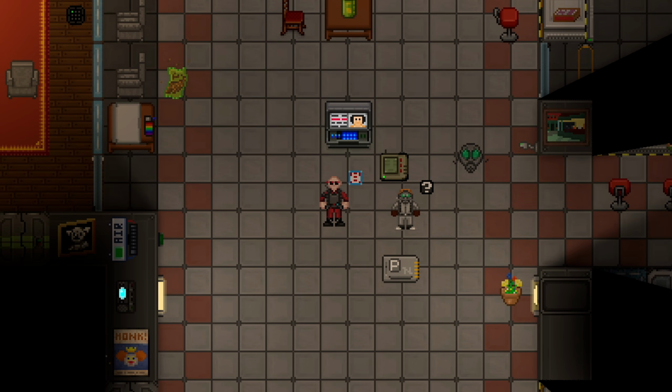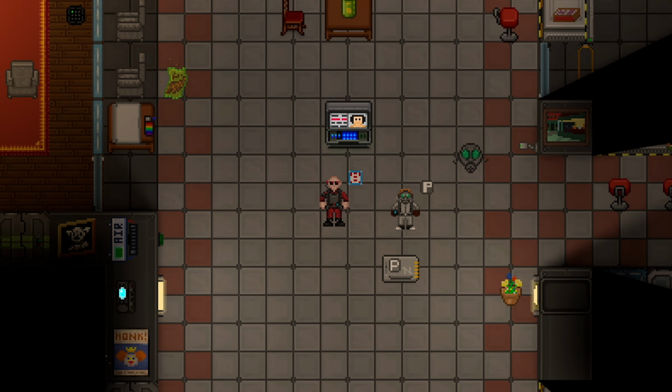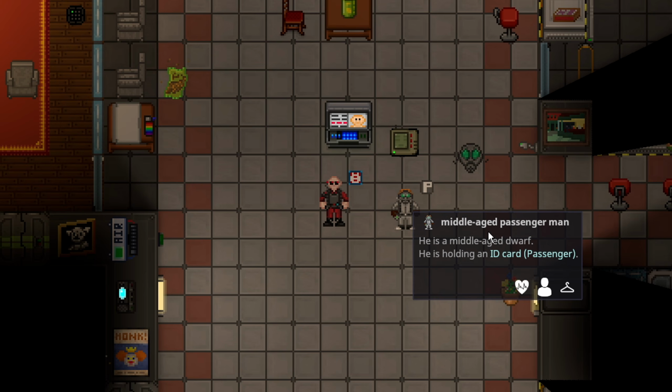However, if this person puts back on their job ID, even if they just hold it in their hands, they are now re-identified as Ruben, and this would change to the name of whatever ID they pick up. So if they pick up just a captain ID that has no name, it will say middle-aged captain man. So even though their identity is hidden to us, they are holding an identifier. So this is an unmarked agent ID. If I drop the PDA with them and pick up the unmarked agent ID, they have the passenger logo, but there's no name on it, so now they're middle-aged passenger man, and it would be like middle-aged captain man or security man, depending on whatever the ID is, if it's blank and has no name.